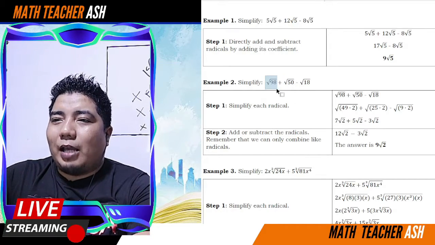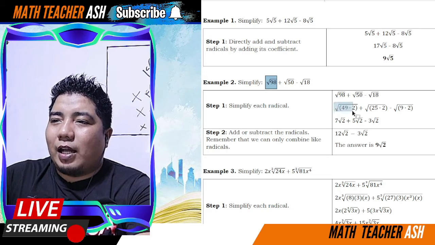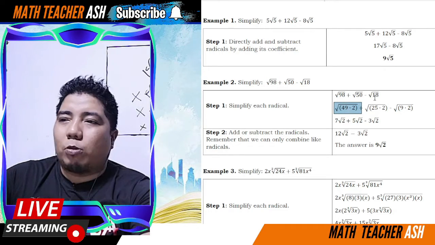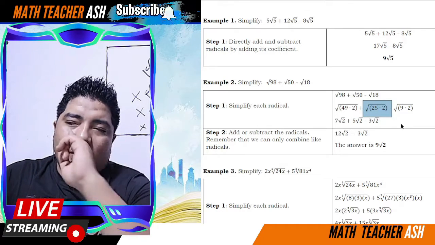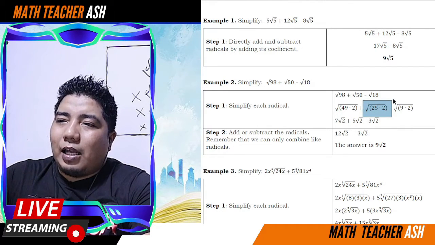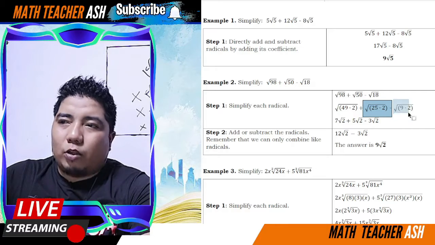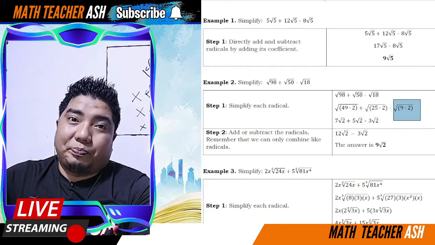Okay, si 98, pag bibiyakin mo, 49 at 2, si 49 ay may square root. Si 50, pag bibiyakin mo, 25 at 2, si 25 may square root. Si 18, pag bibiyakin mo, 9 at 2, si 9 ay may square root.